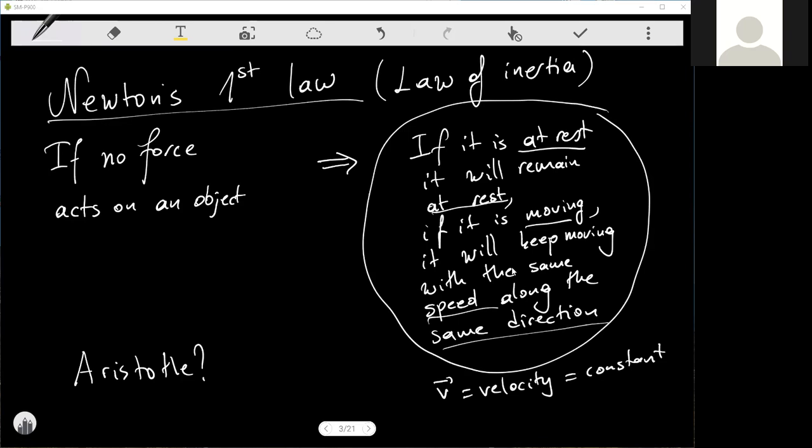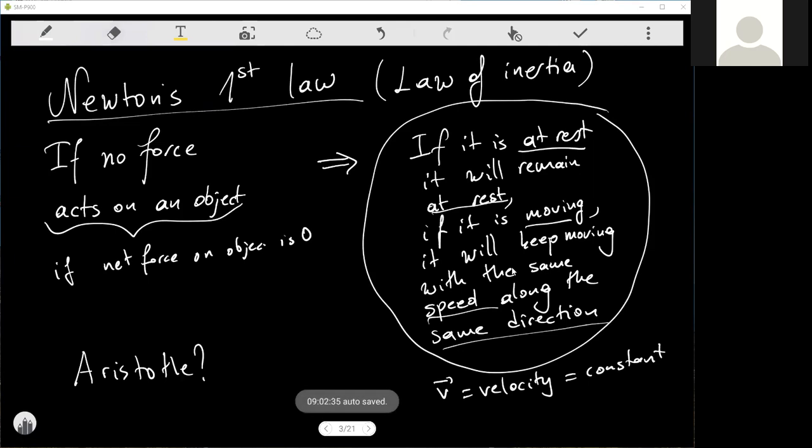Okay. So sometimes, instead of saying that there is no force acting on the object, they say that the net force is zero, right? I mean, if there are forces on the object, but the net force on the object is zero. Sometimes I'm going to use this version, sometimes the other version. It doesn't matter, actually. This is essentially a special case of the second law, but historically it was important.